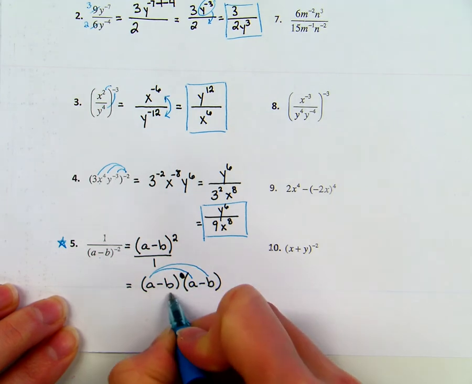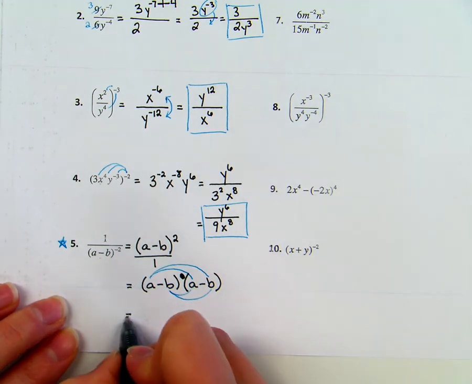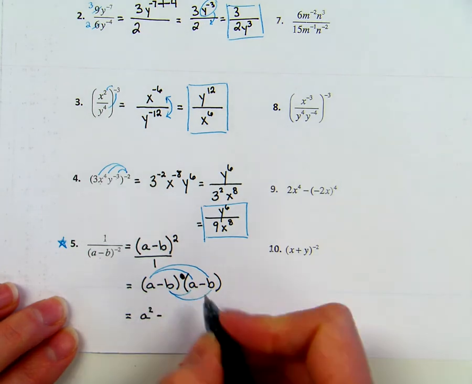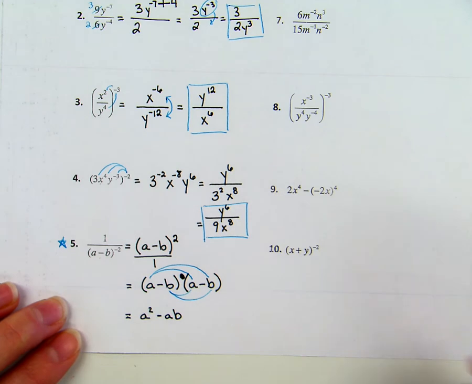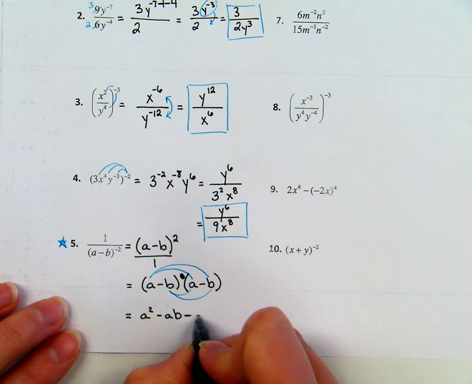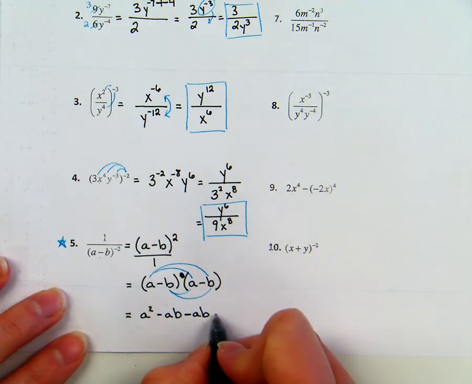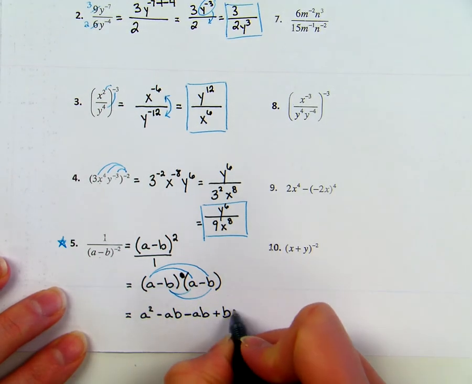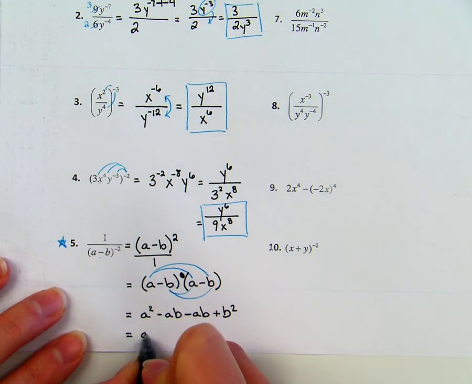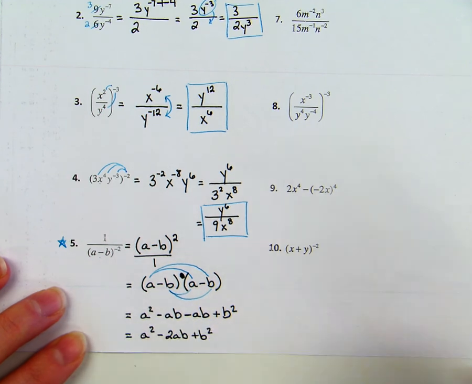First, outer, inner, last. So our answer, a times a is a squared, first times first. A times negative b, outer times outer, negative ab. Negative b times positive a, inner times inner, again, negative ab. And last times last, negative b times negative b, giving us a positive b squared. Combining like terms, we find that our answer is a squared minus 2ab plus b squared.